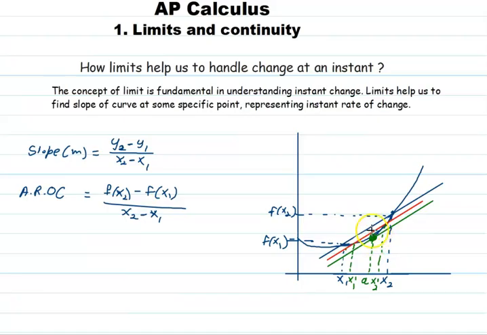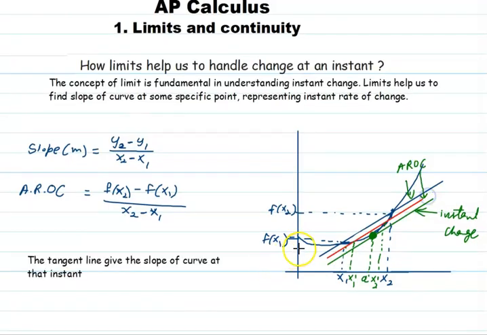And this way the average rate of change gets turned into instant rate, because this green line represents the rate of change at that moment, at that instant, when x is equal to A. This green line will give you the instant change, and the rest of the lines, the red line and the blue line, will give you the average rate of change, AROC. So here we can see that secant lines give you the average rate of change over an interval, whereas the tangent line gives us the slope of the curve at that moment, at that instant.